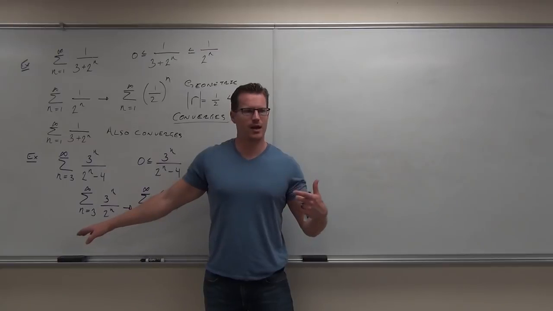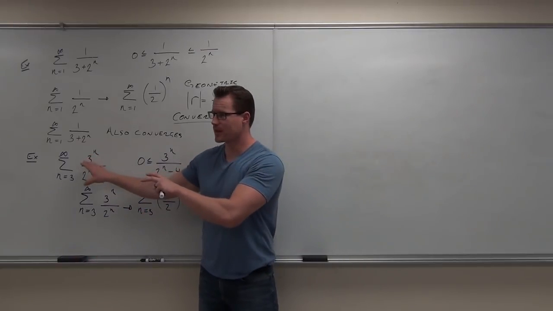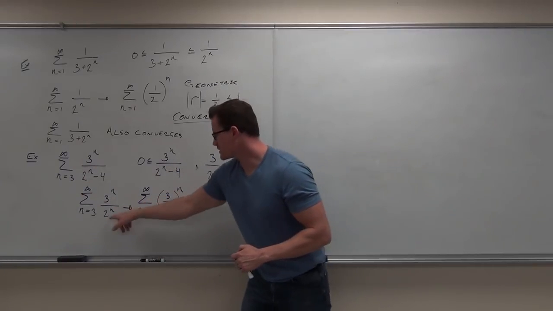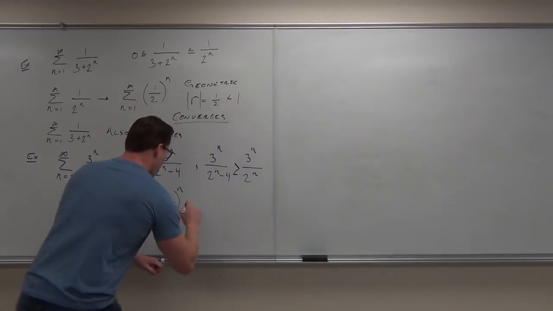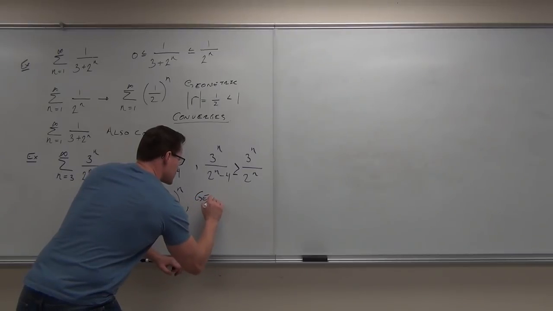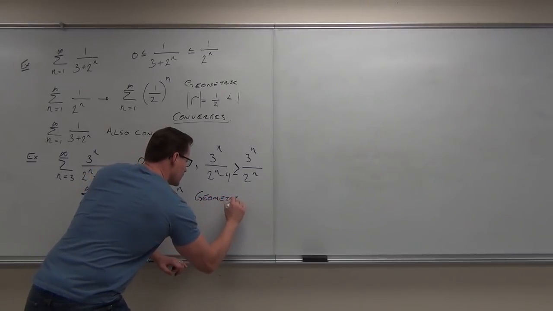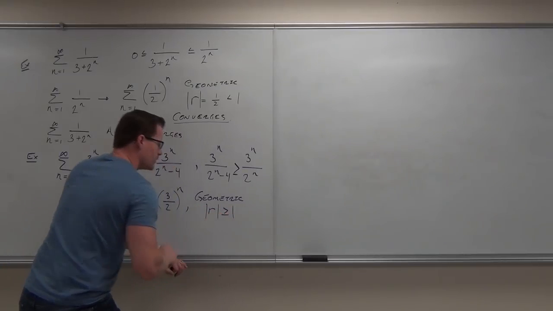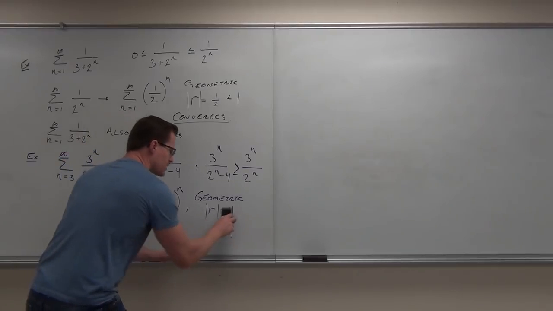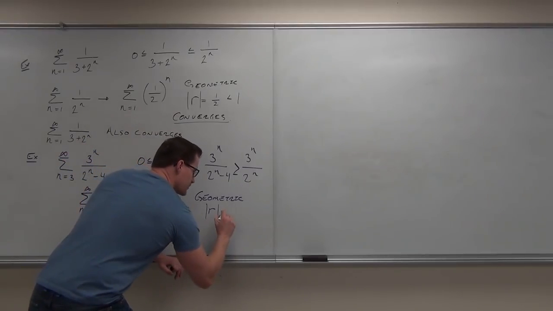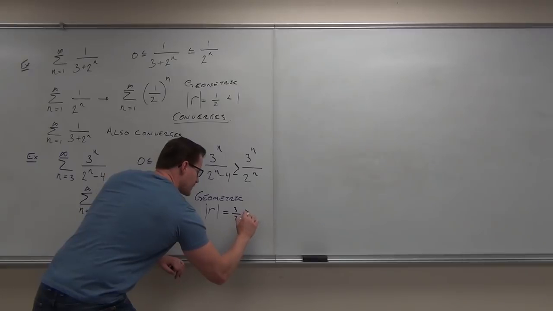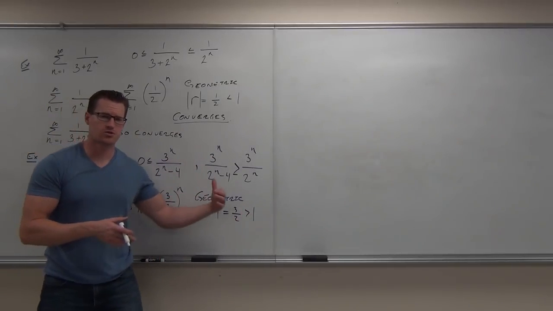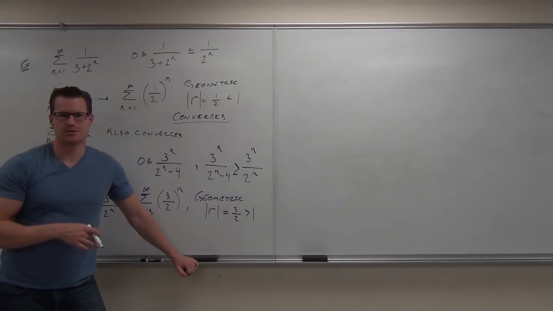I'm not picking something out of a hat. I'm picking something that looks really similar, that I know the convergence or divergence for. In our case, I know that that's a geometric series with r equals 3 halves. So we'd state this is geometric. This has an r with the absolute value greater than 1. Specifically, we'd probably write it this way: absolute value of r equals 3 halves. That's greater than 1. Tell me something about a geometric series when your r is greater than 1 in terms of absolute value.